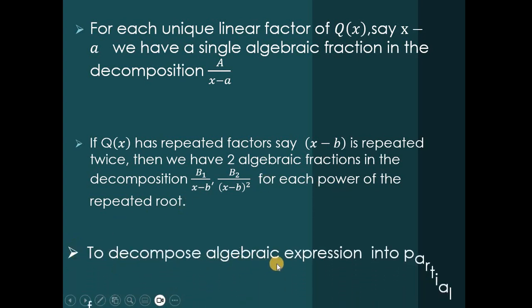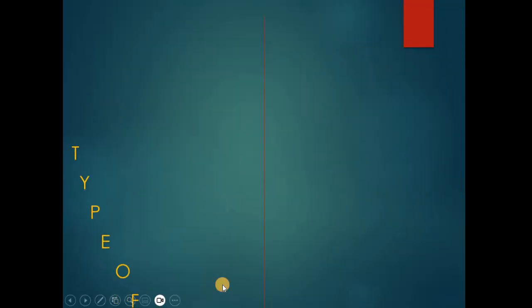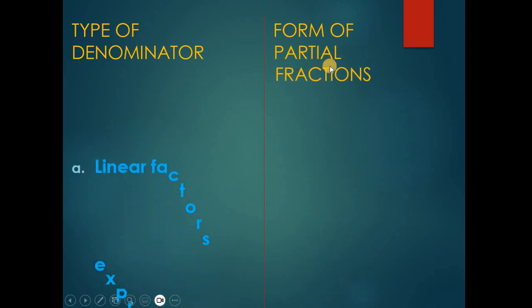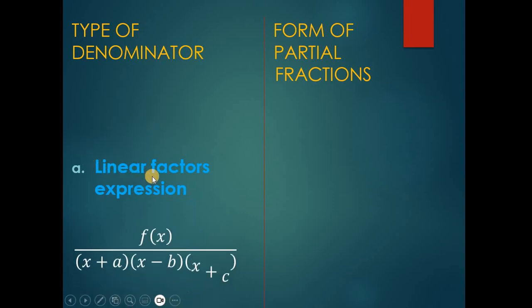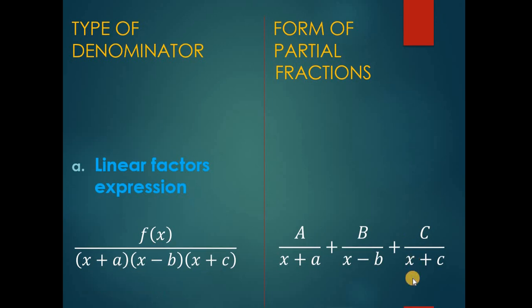To decompose algebraic expressions into partial fractions, we should consider the type of the denominator. For every type of the denominator, we are going to form partial fractions of different forms. 1. If the denominator has linear factors, an expression of the form f of x over x plus a into x minus b into x plus c, we are going to have partial fractions of the form A over x plus a plus B over x minus b plus C over x plus c.